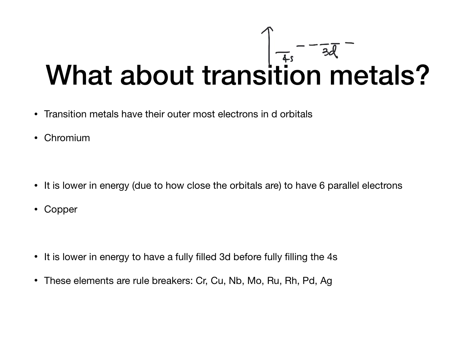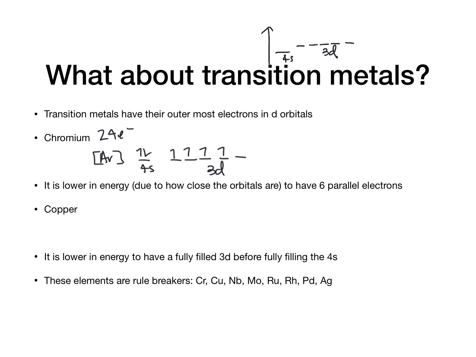So chromium. Chromium has 24 electrons. So the noble gas is argon, 4s, 3d, and there are 6 electrons. So traditionally what we would have said is 1, 2, 3, 4, 5, 6, where we have a fully filled s orbital and a wildly incomplete 3d orbital. It is lower in energy due to how close the orbitals are.